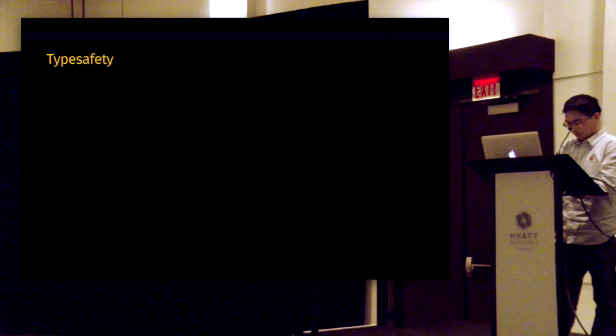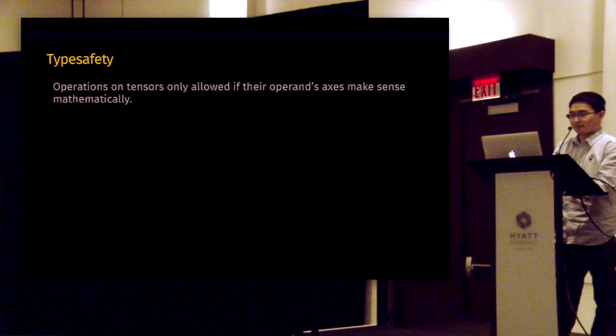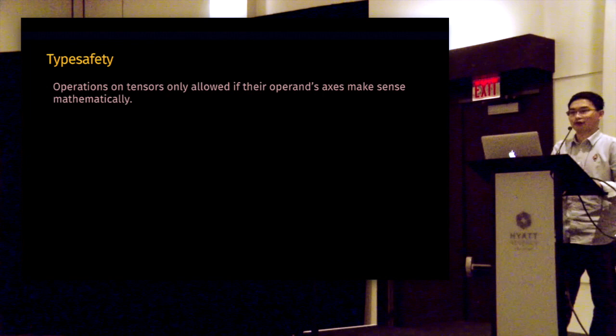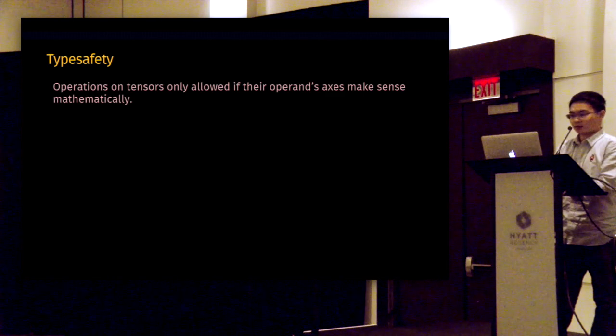So the next topic we're going to discuss is type safety. Tensors, you can add, you can multiply, you can do convolution on them, you can do a lot of these basic operations on them. Operations on tensors are only allowed if their operands' axes make sense mathematically.